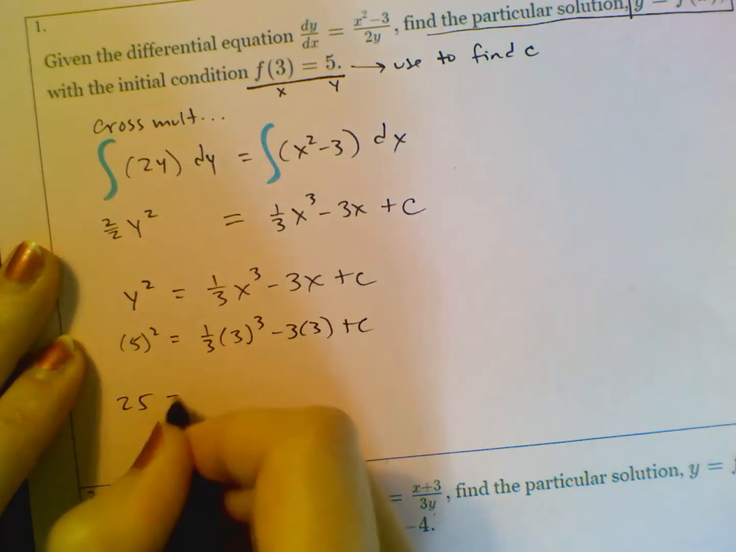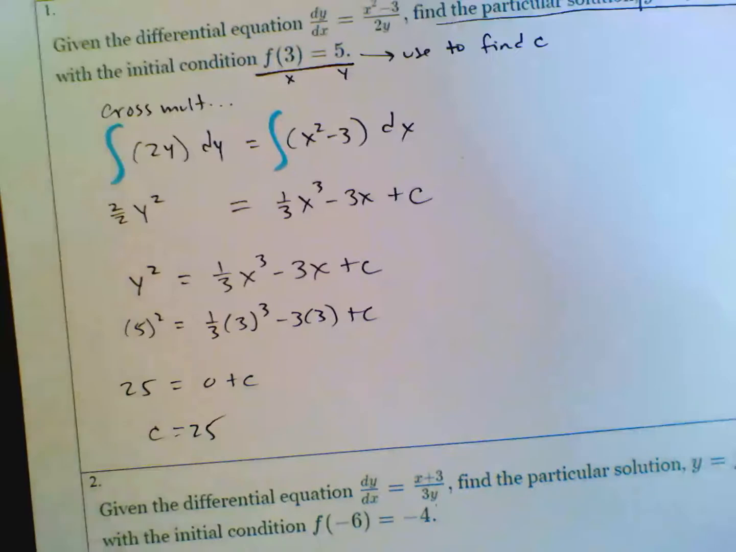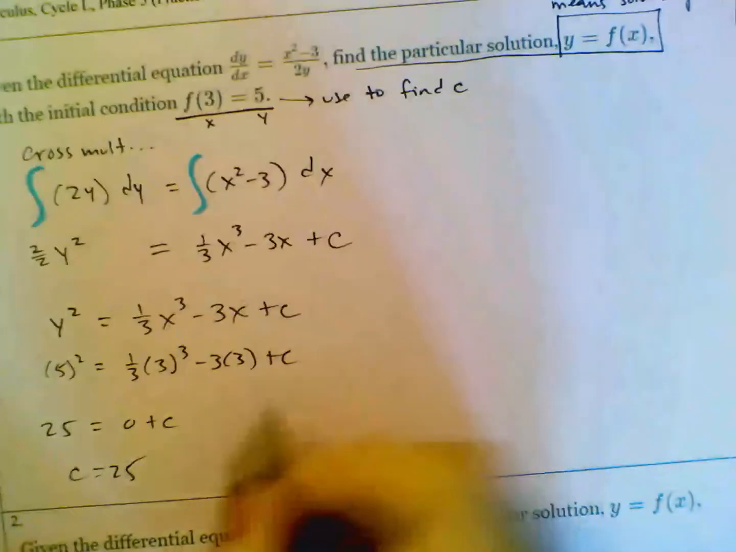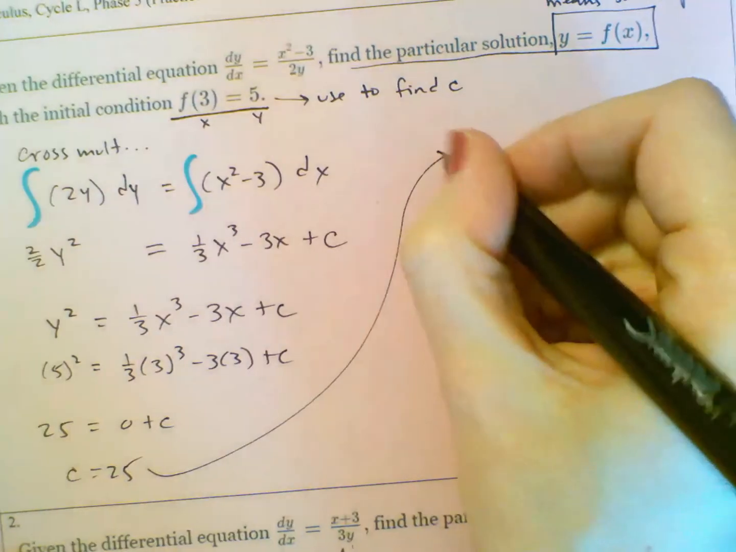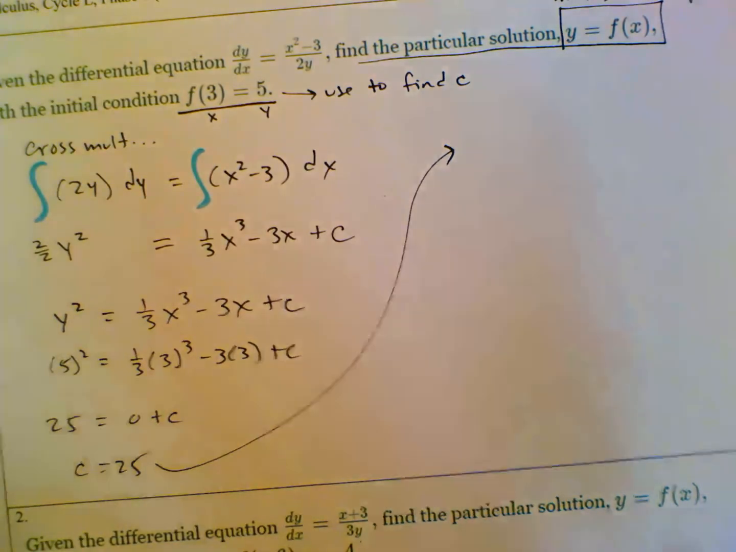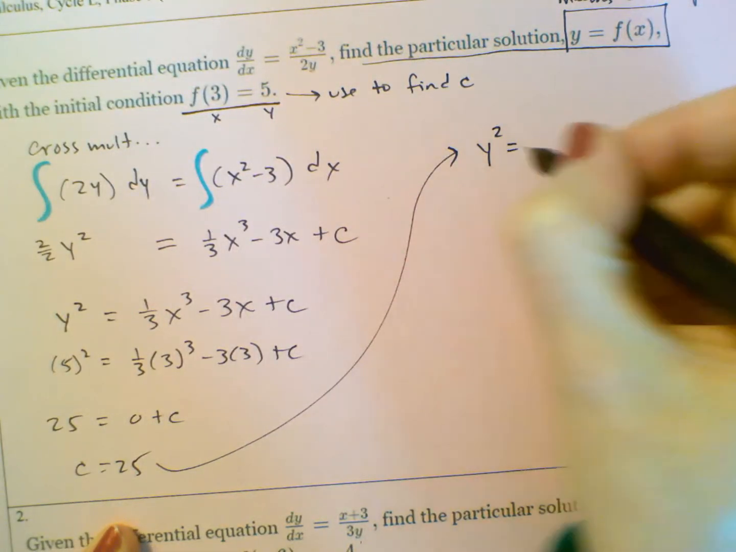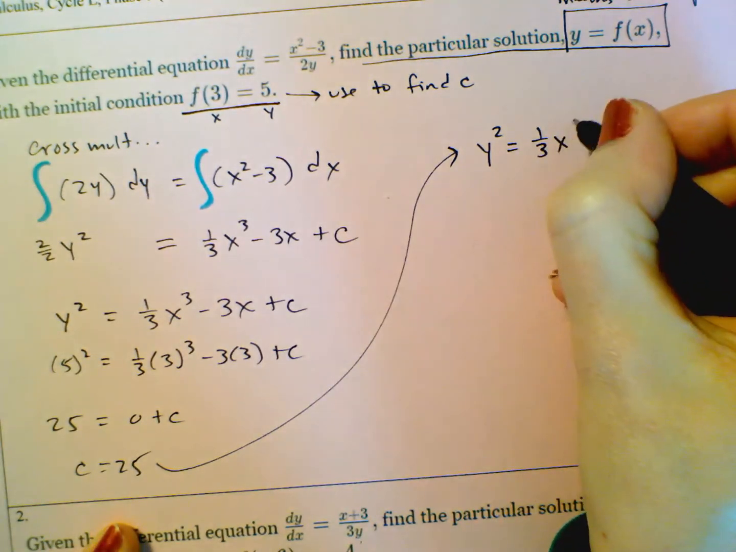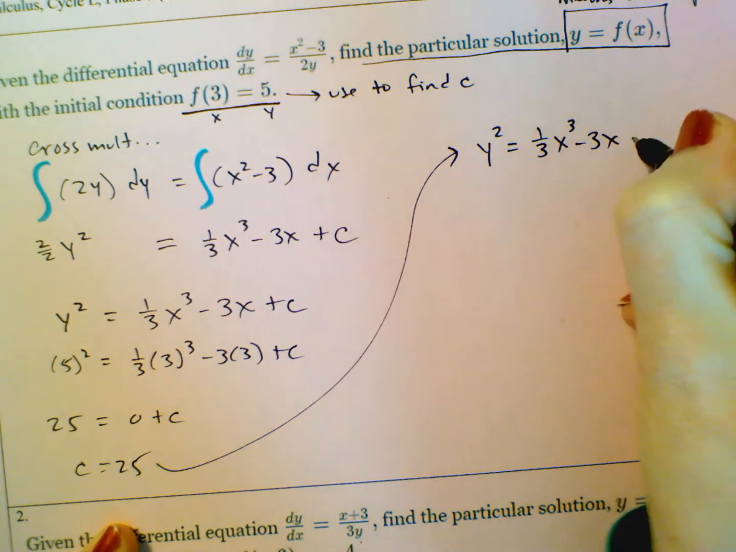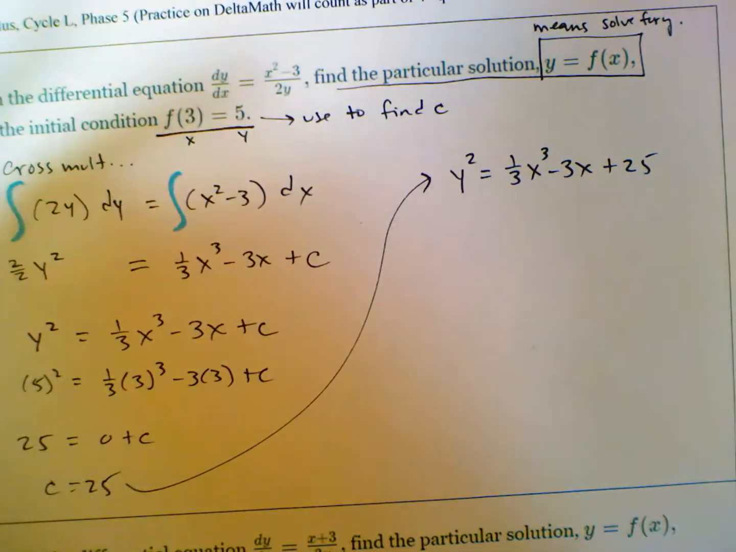This is 25. That ends up being 0 plus c. So c is 25, all right? C is 25. So that means that I'm going to take this, and I'm just going to put 25 in for c. So this is y squared equals minus 3x plus 25.